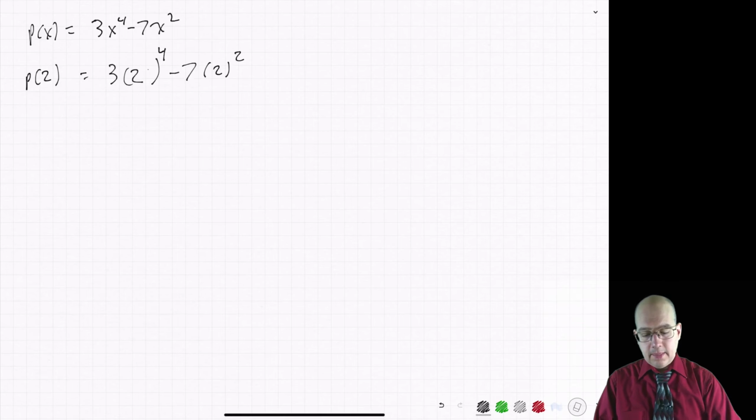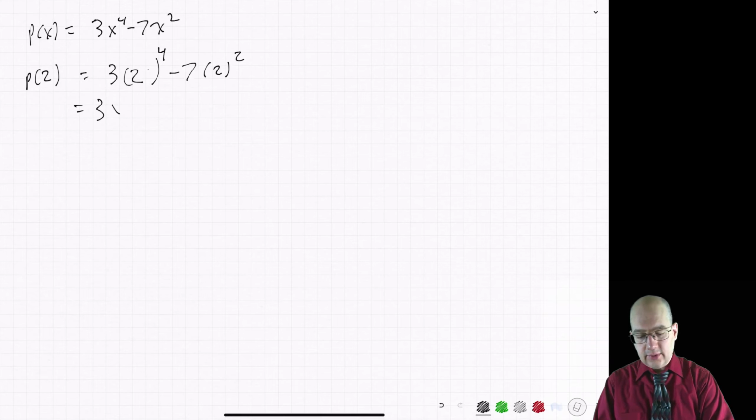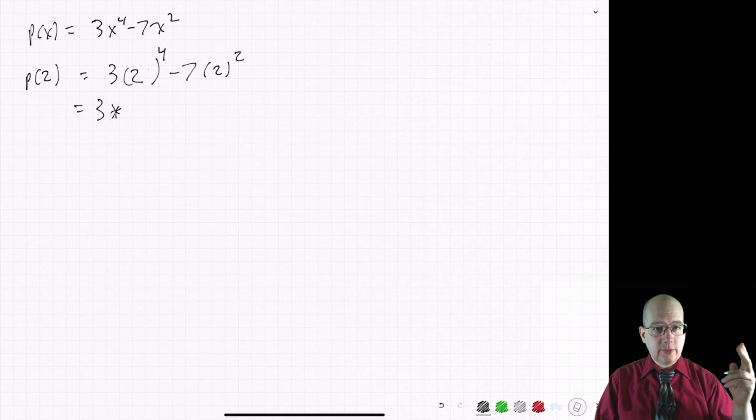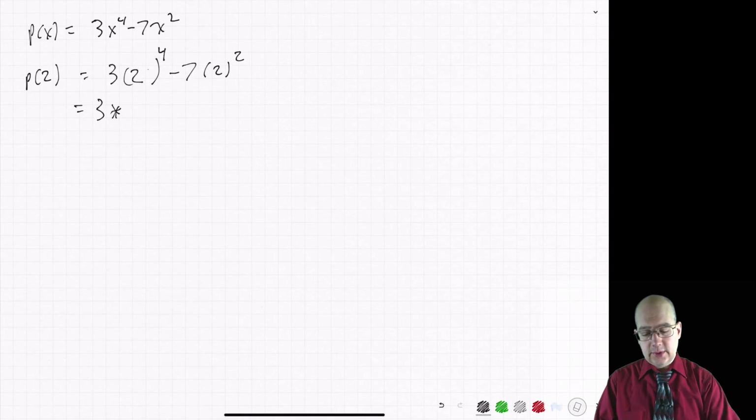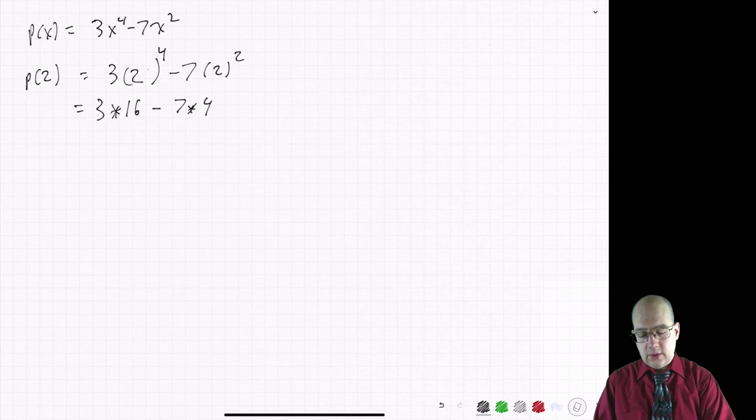Okay, so this means you take 3 and 2 to the 4th. Well, 2 times 2 is 4, times 2 is 8, times 2 is 16. So it's 3 times 16 minus 7 times 2 squared, which is 4. And so this is 48 minus 28, which is equal to 20.